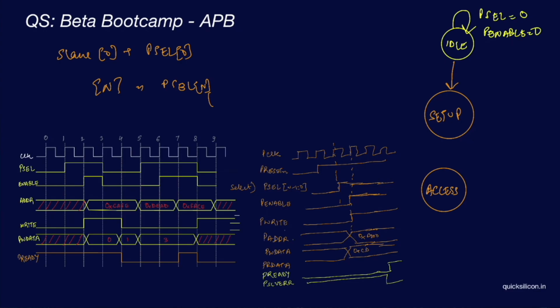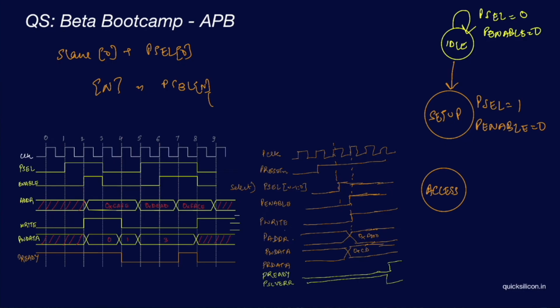And once you are in the setup state, your signals would basically be that your PSEL is equal to 1 and your PENABLE is equal to 0. So it is basically this scenario where your PSEL was 1 but your PENABLE is equal to 0. So this is the setup phase.